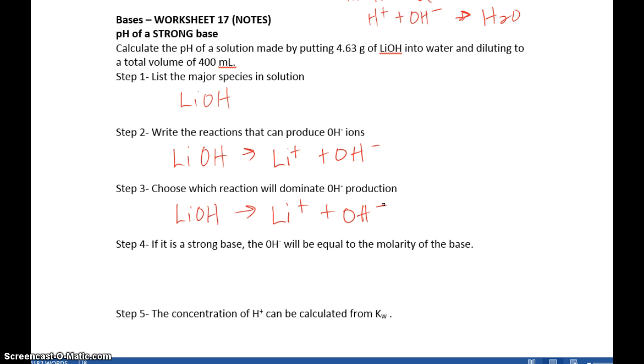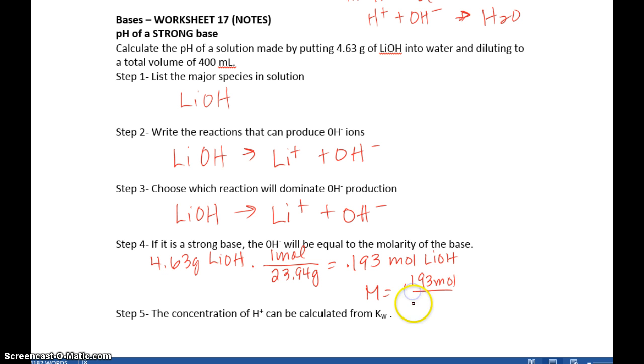If it is a strong base, which it is, the OH- will be equal to the molarity of the base, just like if it's a strong acid, the H+ will be equal to the molarity of the acid. So we need to calculate the molarity. We have 4.63 grams of LiOH. We're going to convert that to moles. The molar mass is 23.94 grams per mole, and it's equal to 0.193 moles of LiOH. For finding the molarity, that's moles over liters, which is 0.4 liters. And so we end up with 0.484 molar.